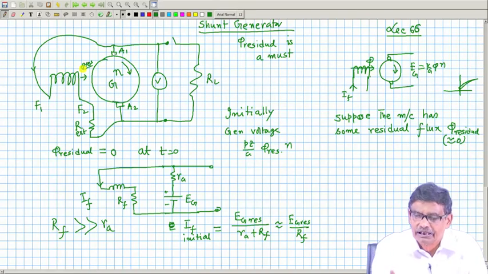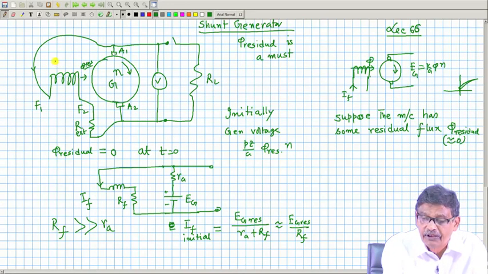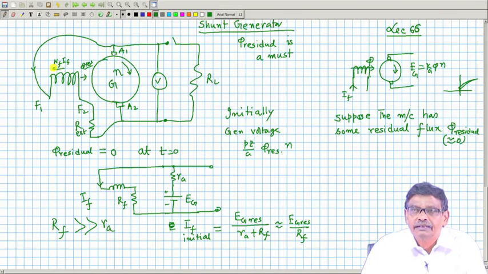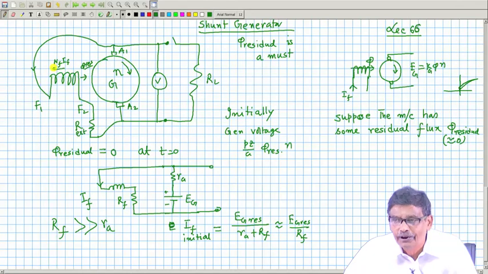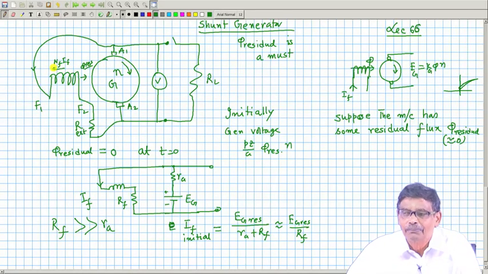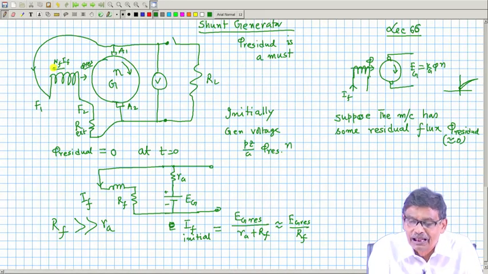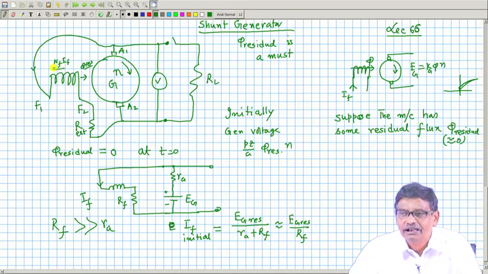Suppose it does not, the new N f I f, suppose it is acting in this direction, therefore, the situation will be worse. What will happen? It will try to nullify this residual field, and a time will come when the residual field will be destroyed and 0 residual field, no question of any voltage E g here. You must understand this point.